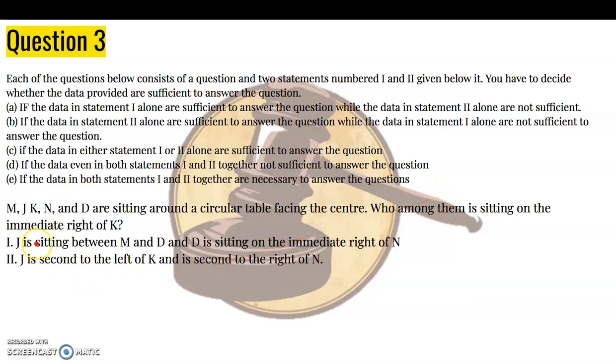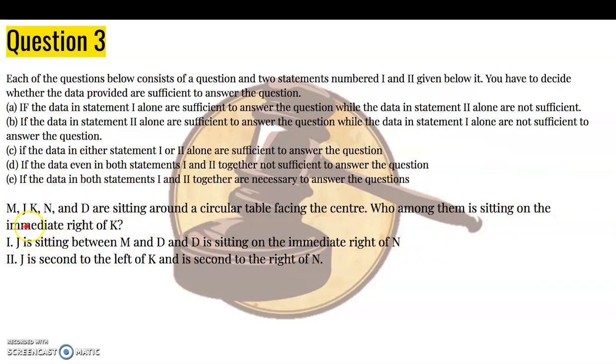So this is a seating arrangement now. As I said, it can take almost any type of question that is asked in our reasoning and turn it into a data sufficiency question. So there are 5 people sitting around a circular table. Who among them is sitting on the immediate right of K?